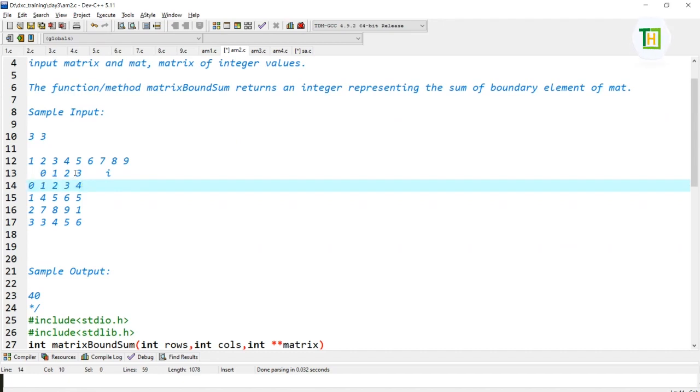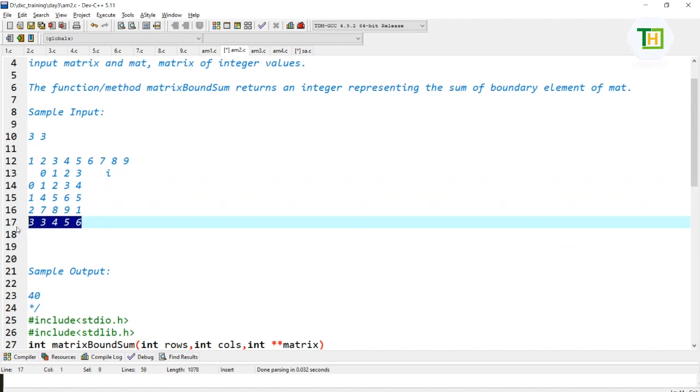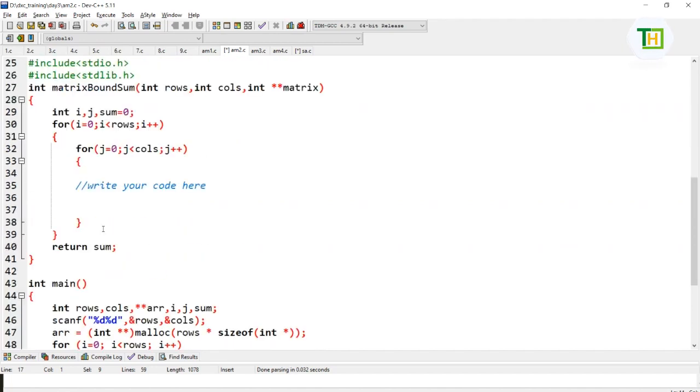For example, if it is a 4 by 4 matrix, if I is n minus 1, I have to add these values. And if J is n minus 1, I have to add all these values. For that, I have to write a logic here.